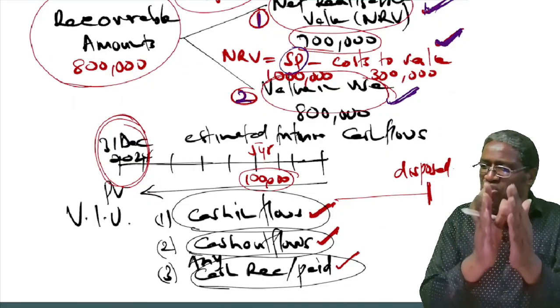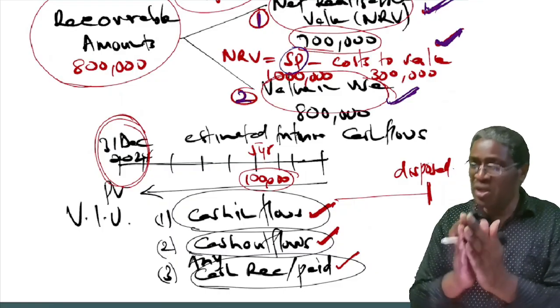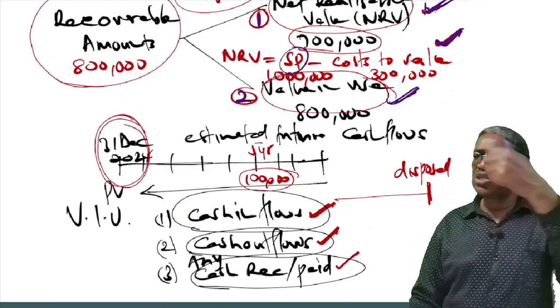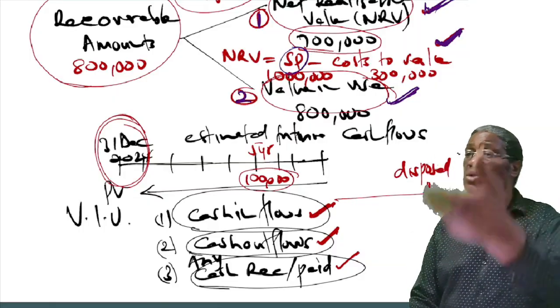Once as a company you estimate those future cash flows, that 1 year from now, 2 years from now, 3 years from now, these are the cash flows we're expecting to generate from this asset.